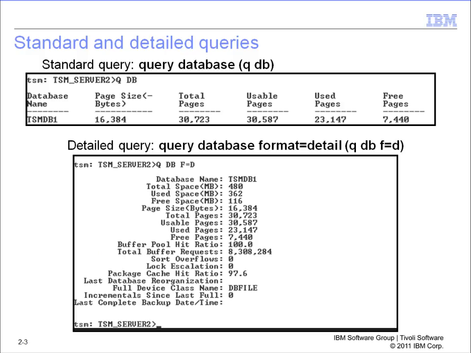This is a comparison of your standard query and your detailed query. In this case, we're going to query the database, shortcut Q space DB. And you'll see the table. To do a detailed query, query database format equals detail, or Q space DB space F equals D, and you get a list. You get a lot more information.